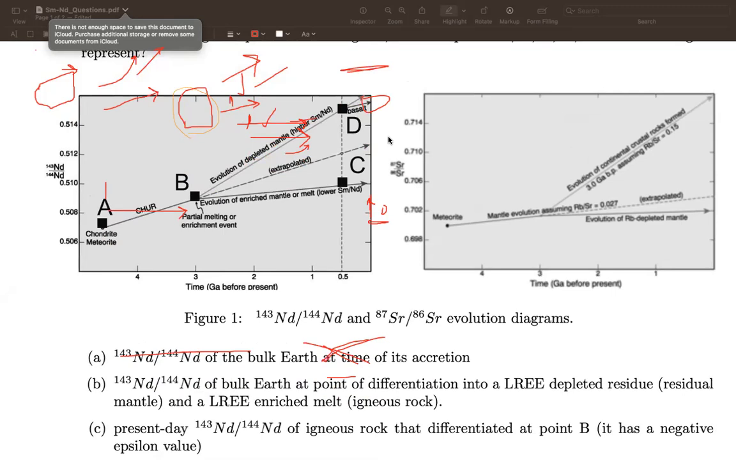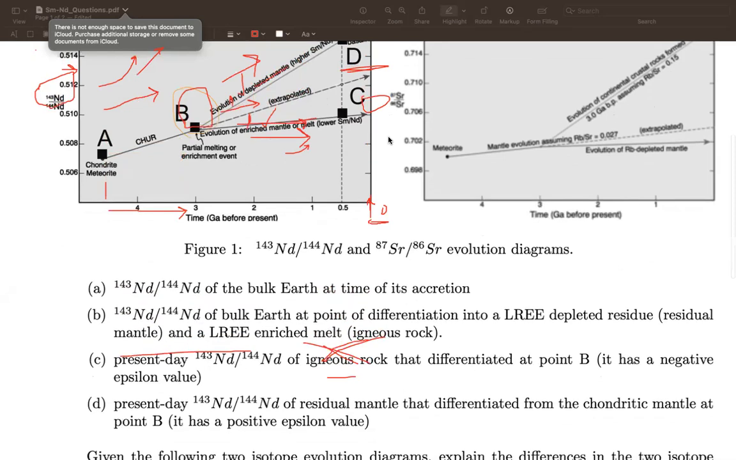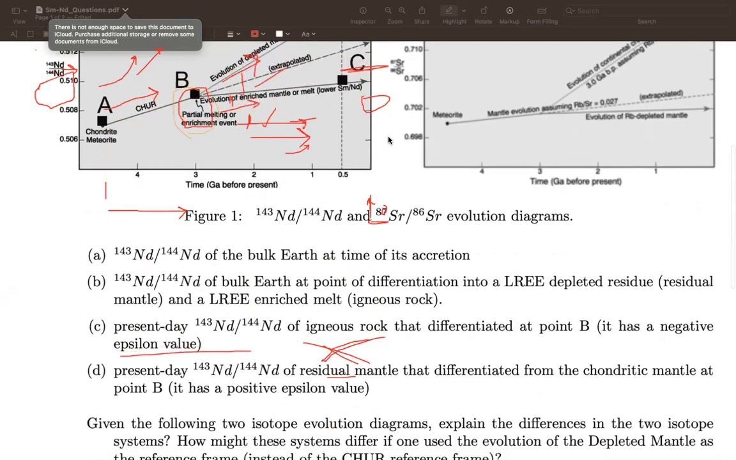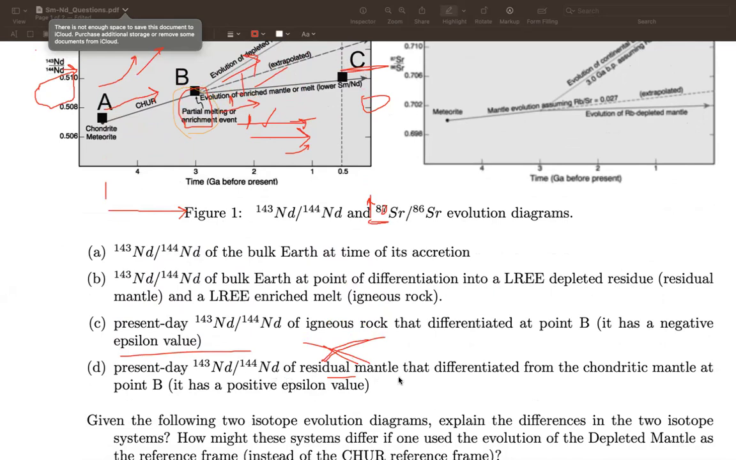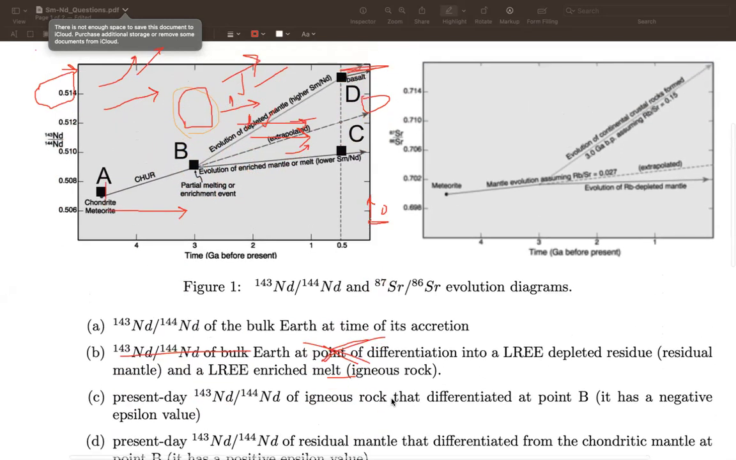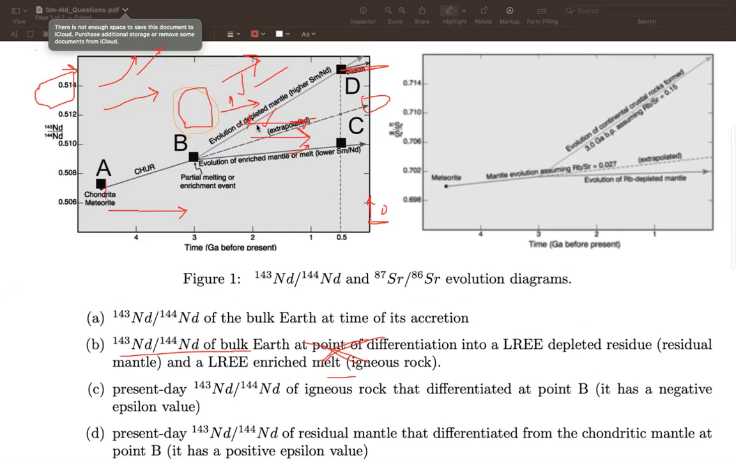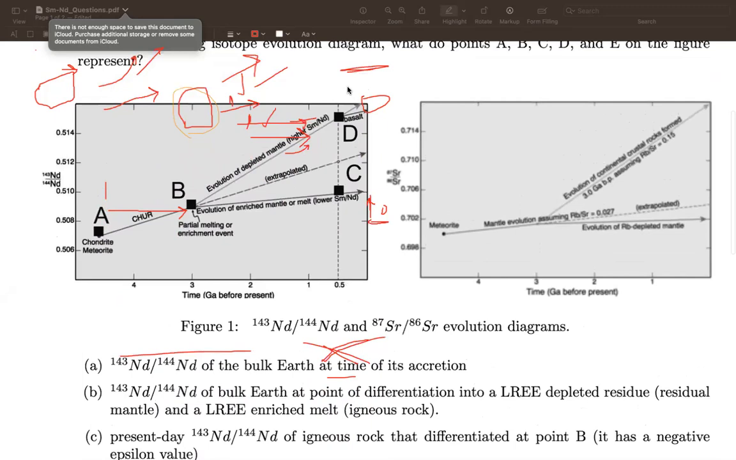Actually, in this diagram there is a small, wait a minute, residual mantle. It says the residual mantle that differentiated from the chondritic mantle at point B. It has a positive value. Well, yes, residual mantle, because the continental crust formed, what you remained with was the residual mantle, right? So the residual mantle, that is the depleted mantle, is coming over here and evolving, but they have mentioned here another event, right?